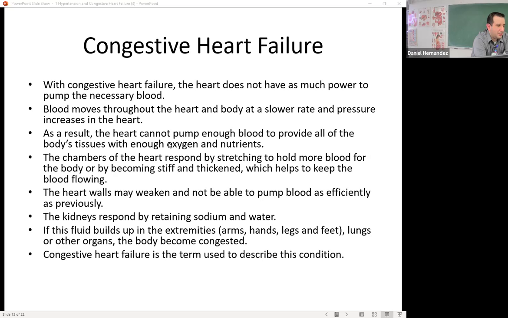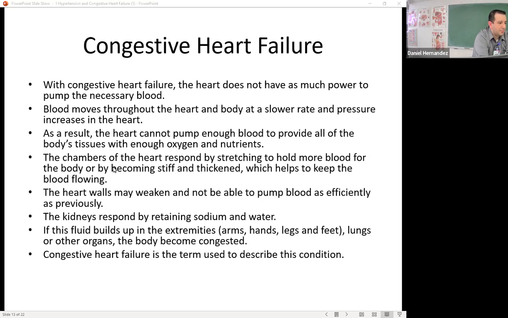So those body tissues and organs aren't receiving enough oxygen. They're not receiving enough nutrients. That's why congestive heart failure is ultimately a fatal disease, because the body isn't receiving the oxygen that it needs. The organs aren't receiving the oxygen it needs. It's not receiving the nutrients that it needs.